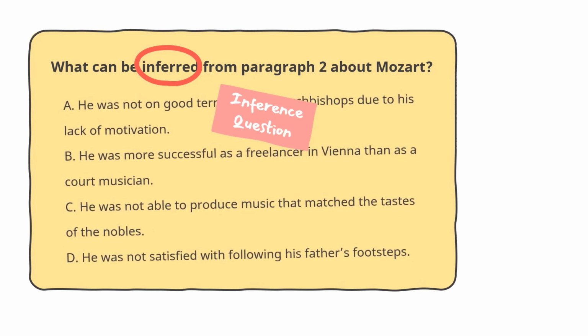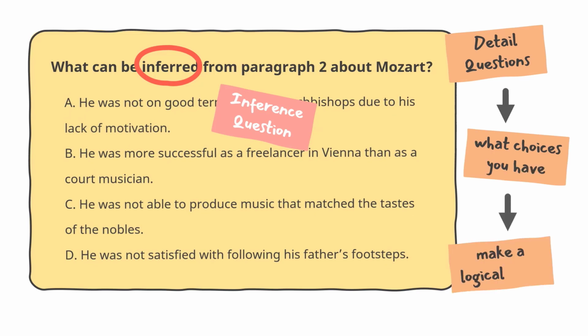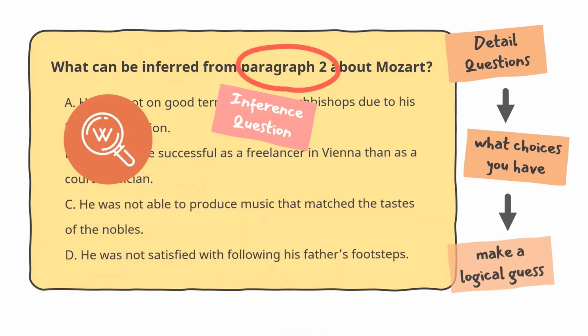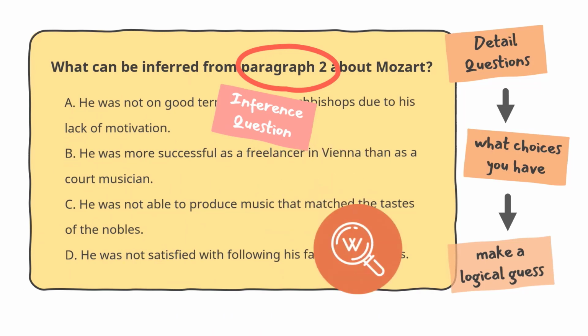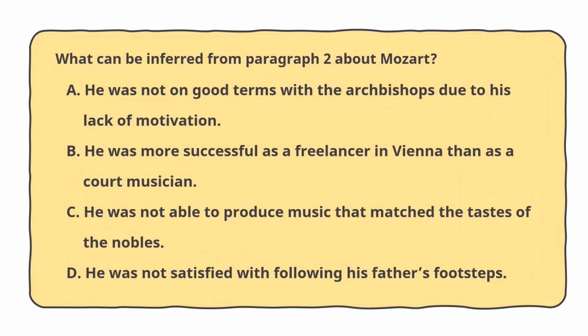Then check the answer choices first. Just like detailed questions, you need to know what choices you have first to make a logical guess. Your guess is based on the relevant information in the pinpointed paragraph. The keywords from the answer choices will help you look for information faster. So check the keywords in the answer choices first.